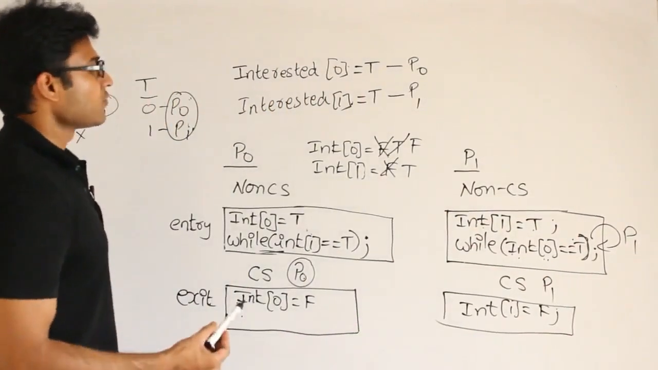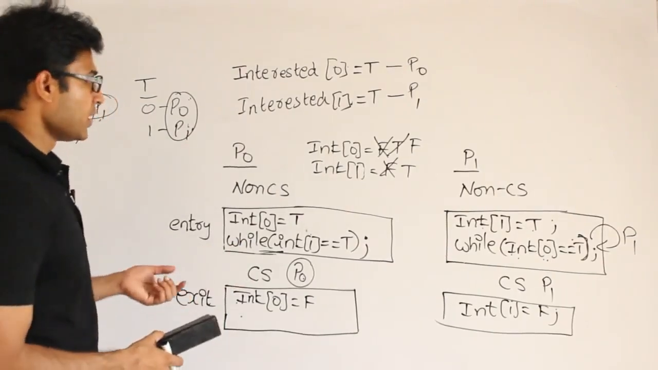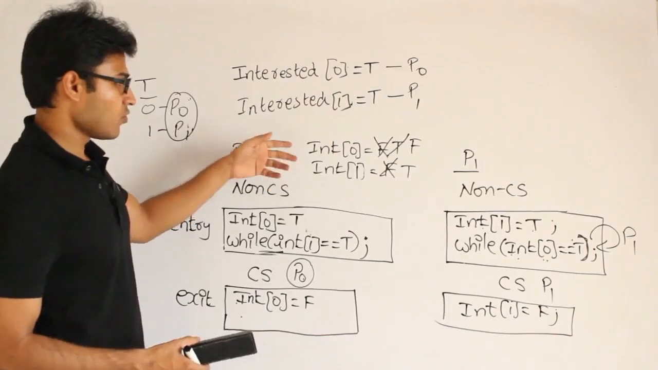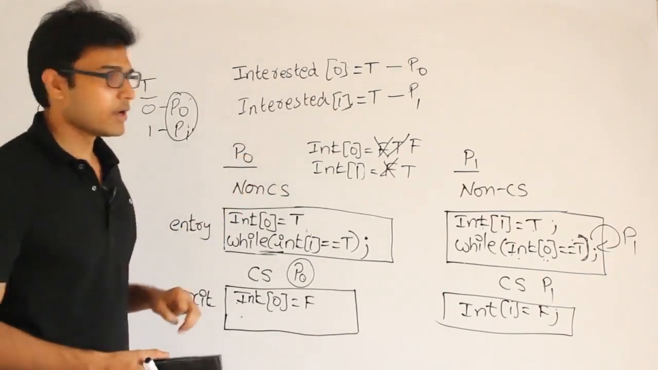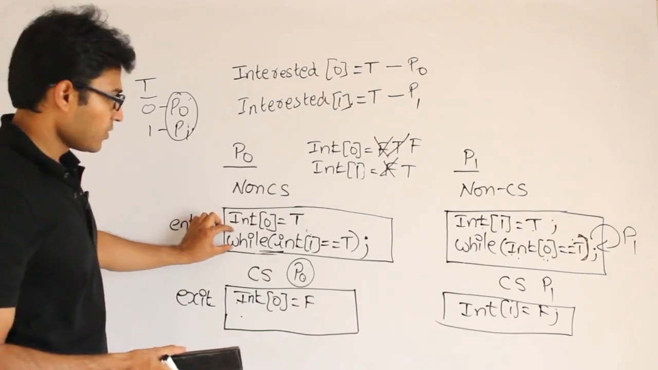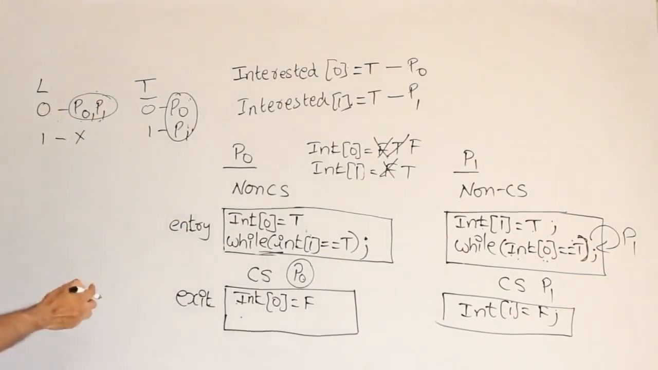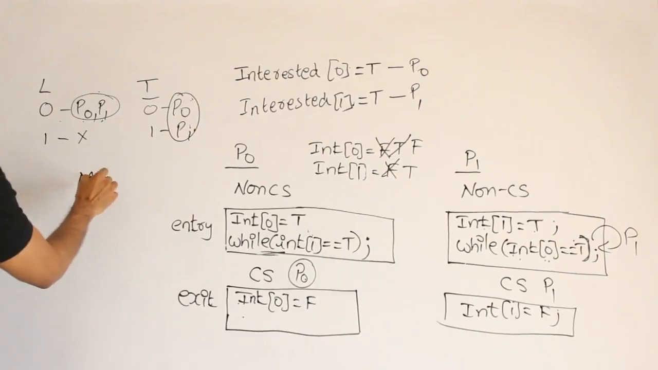Got it? Therefore mutual exclusion is guaranteed. The reason is simple. Even if both processes watch the interest at first, whoever passes this while loop first is going to get into the critical section. So using this solution, mutual exclusion is guaranteed.